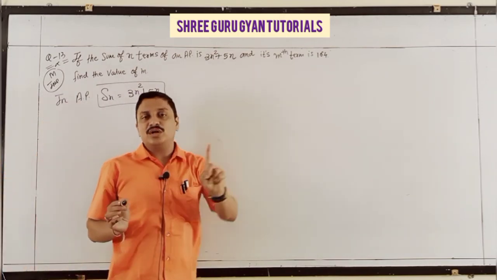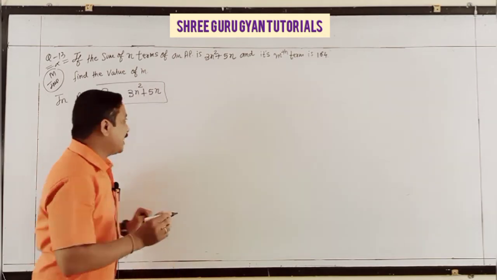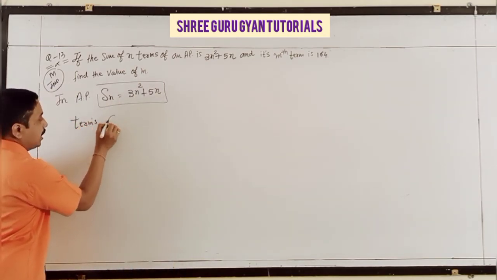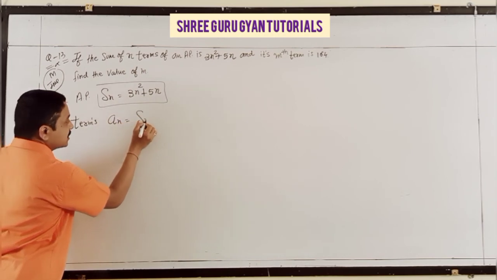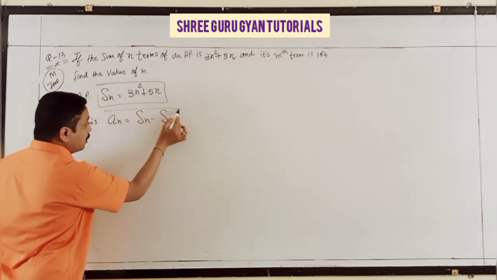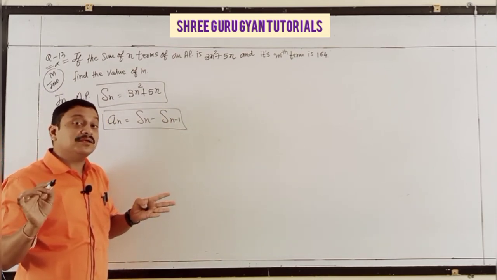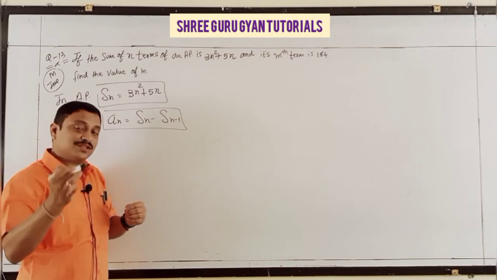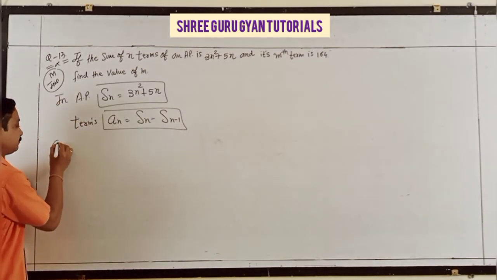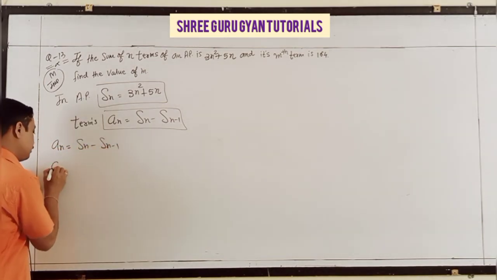So here one new formula is coming. Yes, it is one new formula. The nth term, an, is always Sn minus S of n minus 1. This property you utilize for any series, not only in AP. Yes, from the summation you get the terms. So here I want an equals Sn minus S of n minus 1.